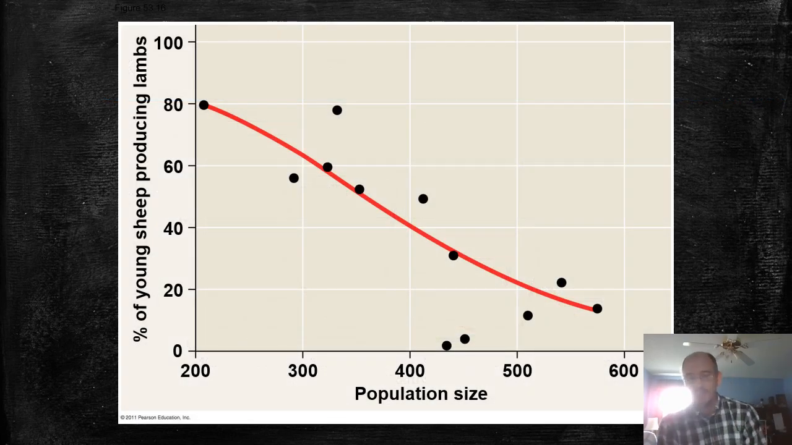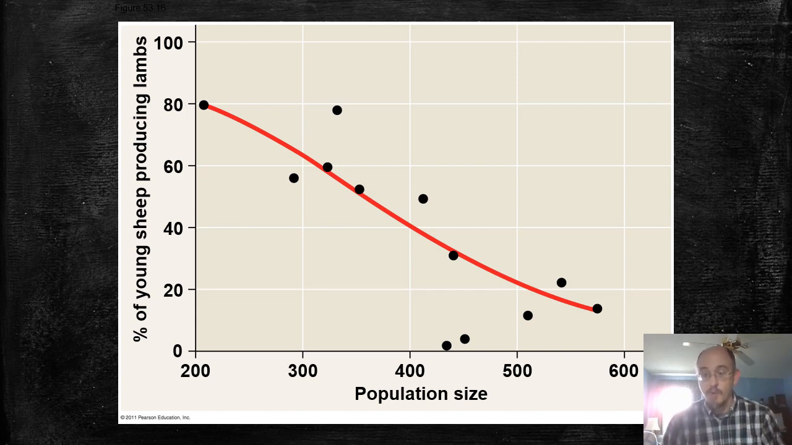Here's an example of density-dependent factors on the number of lambs produced by young sheep. Notice that as the population size increases, the number of sheep producing lambs drops to like 20%. So as the population size increases, fewer mamas are having babies. Why? Probably stress. There's too many resources being used up. There's too much competition. There's fewer babies being born. That's going to limit population growth at that point.